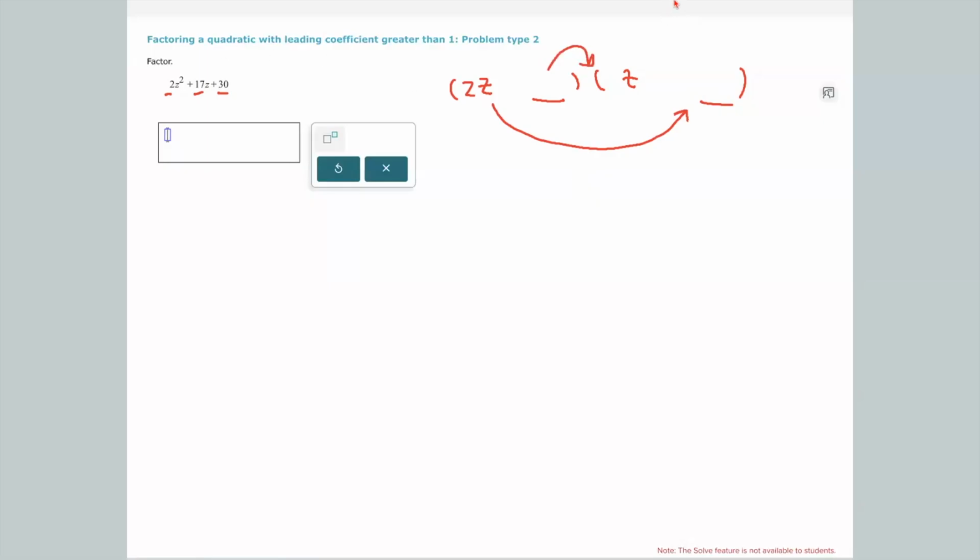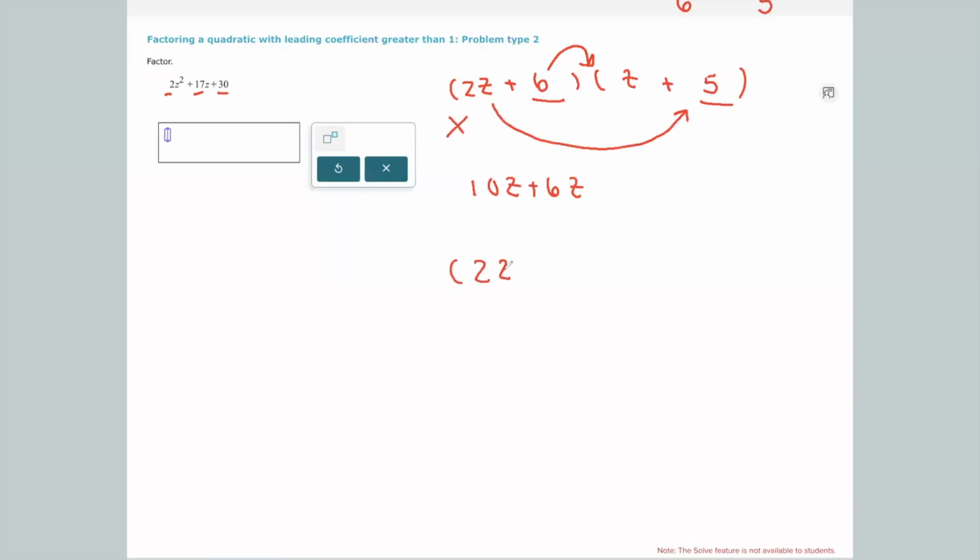So two things that multiply to 30, we could do 6 and 5. Now notice if I put the 5 here, so if I do plus 5 plus 6, then what goes wrong is the middle term. When I do the 2z times 5, I'm going to get 10z plus 6z, that's 16z, that's not 17. So this is not what we want.